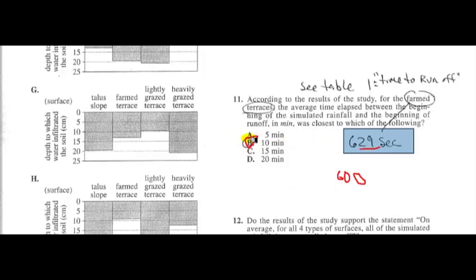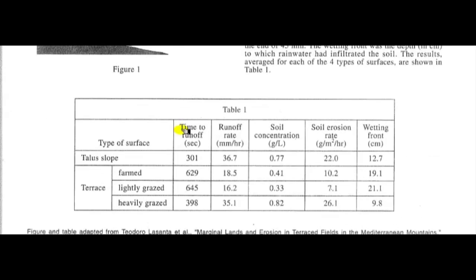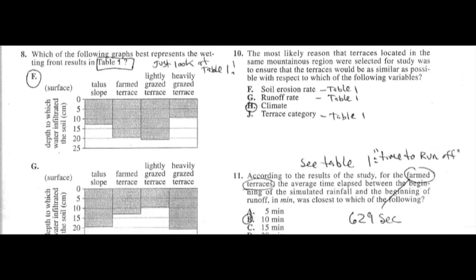B is the only answer that will give you something close to that. Remember, if they give you something in here that you're not sure of, go back and look for a definition in the mini intro paragraph. The bottom line comes down to this. You really need to just go and find where it talks about farm terraces, and then scroll your finger over and find a number that's underneath one of these columns. If you're not sure which column, go back up and read. Correct answer for practice problem number 11 is going to be answer choice B, 10 minutes.